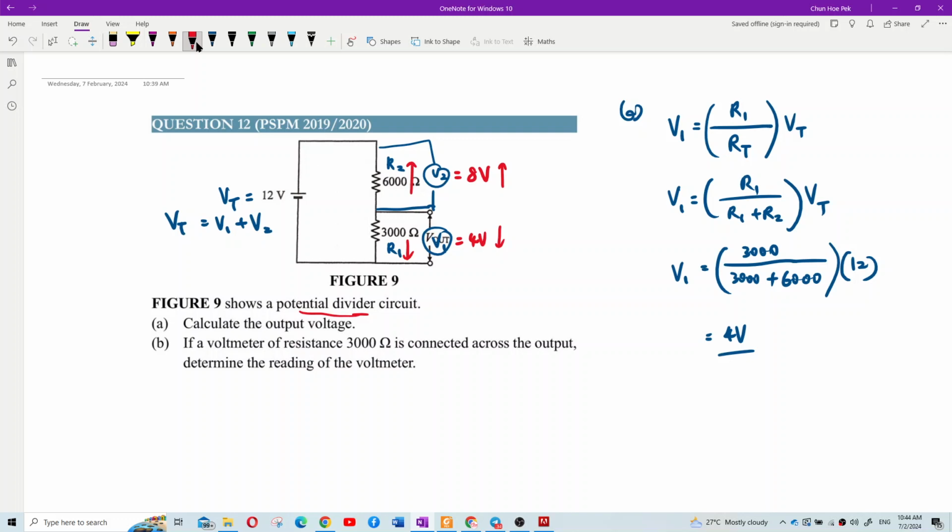Okay, so let's do question B. Now, if you have a voltmeter of resistance 3000 ohm connected across the output, determine the reading of the voltmeter. So I have a voltmeter of resistance 3000 ohm connected across the output here. What is the reading of the voltmeter?